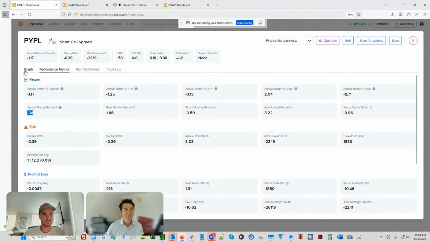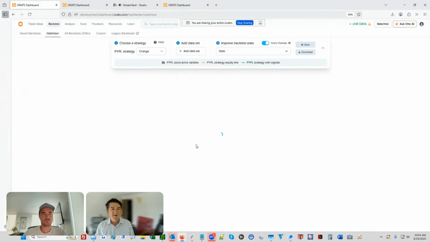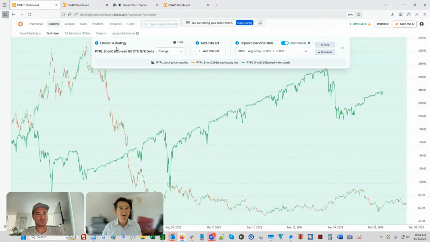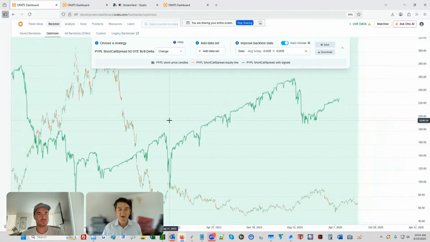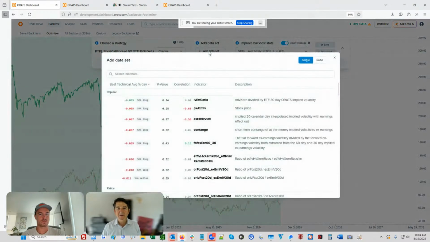And so then what we do is we take this graph and we say, well, there are times when it did pretty well. Can we pick those times out using our optimizer? So you would click on this optimizer, and then it goes to the PayPal short call spread. It picks up the optimizer. This is the same payoff picture that we saw earlier. You could change the strategy, but we don't want to. We want to add a data set.